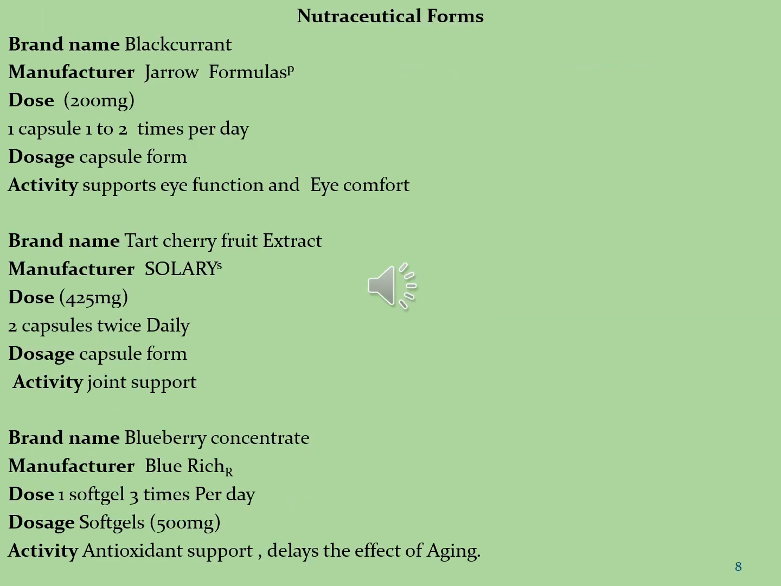Now we discuss some important pharmaceutical brands in which anthocyanins are used as active group extract. The first product is Blackcurrant. It is manufactured by Jarrow Formulas and the dose is 200 mg per day, one capsule 1 to 2 times per day. It is formulated in the form of capsules. It is used to support eye functions and eye comfort.